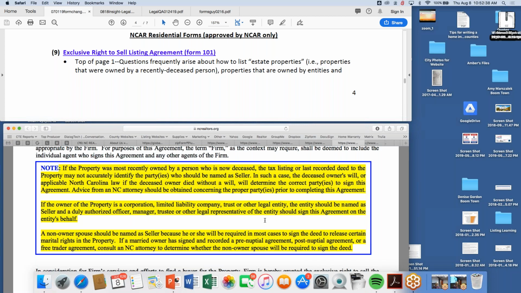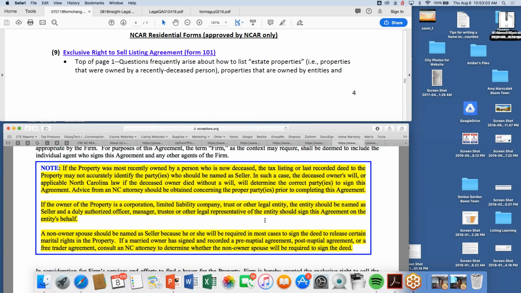So the bottom line is, if someone is deceased, you need to talk to the attorney to figure out who needs to sign the listing agreement. If someone is married but they tell you that they don't own the property with their spouse, and they had a prenuptial agreement or any type of agreement, you need the attorney to tell you how to fill out that form. And so we'll walk through this.